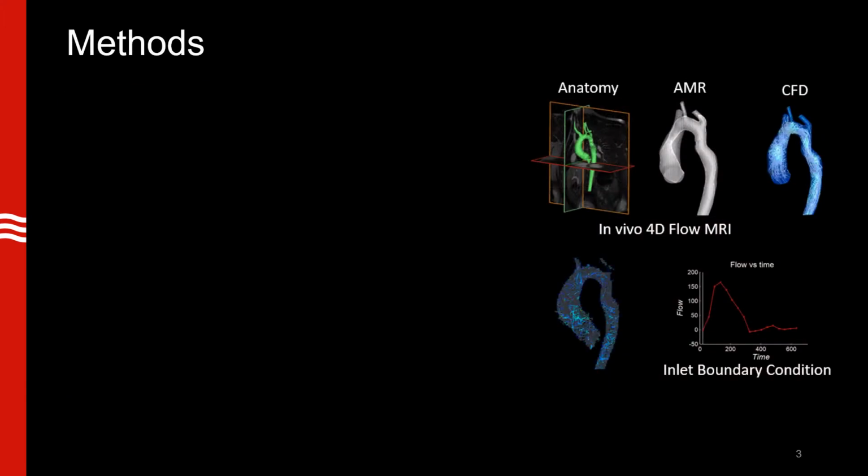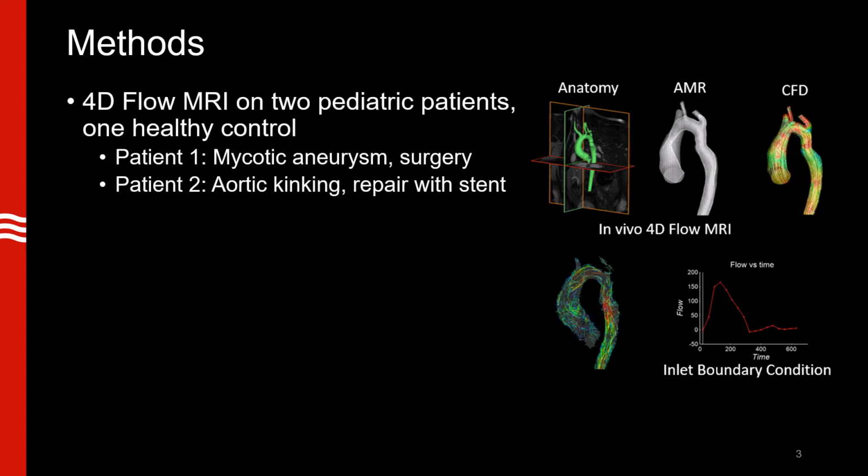The methods in this study are as follows. We studied 2 pediatric patients and 1 healthy control. Patient 1 had a mycotic aneurysm that was repaired through surgery. Patient 2 had severe aortic kinking in the proximal descending aorta and was repaired by stent placement.